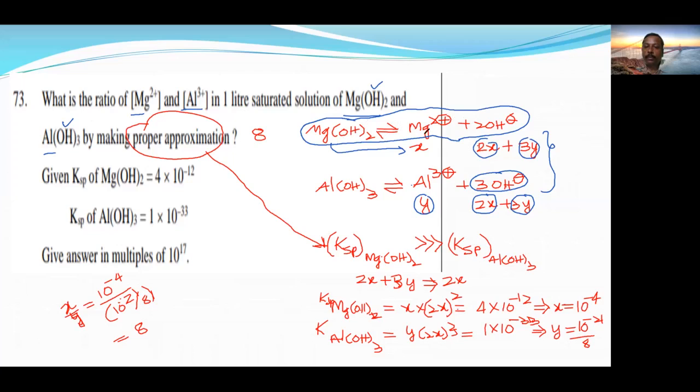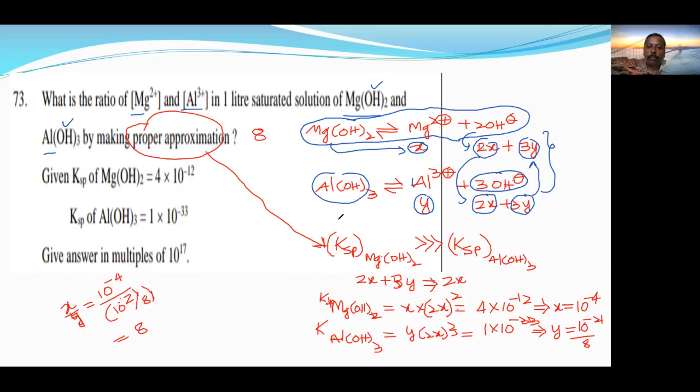Mg(OH)2 will give you Mg2+ plus 2OH⁻. Let us take the solubility of Mg(OH)2 as x, so this will be 2x from this side. Aluminium hydroxide solubility is y, so this will be y and this will be 3y. But they are present together, therefore 2x is written here and 3y is written here together.